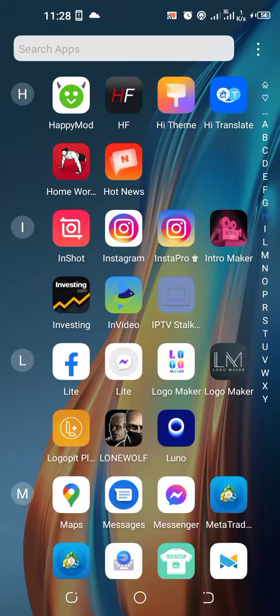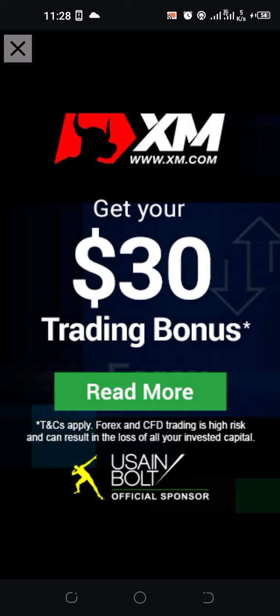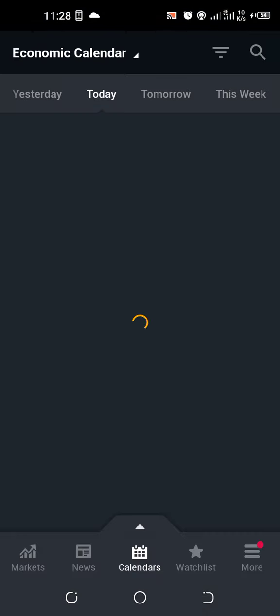Now about the economic calendar, I actually use the app Investing, which is investing.com. It's free and available on the Play Store and iOS. So this is how we make use of it.